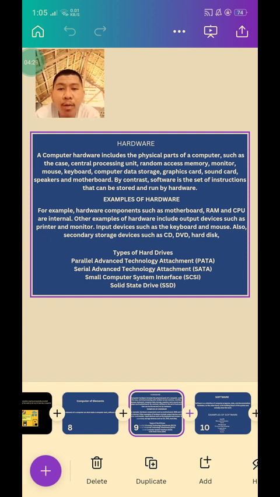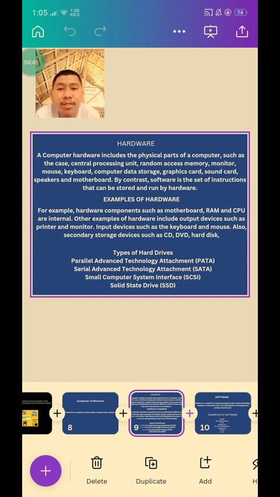For example, hardware components such as the motherboard, RAM, and CPU are internal. Other examples of hardware include output devices such as printer and monitor, input devices such as the keyboard and mouse, and also secondary storage such as CD or DVD and hard disk.